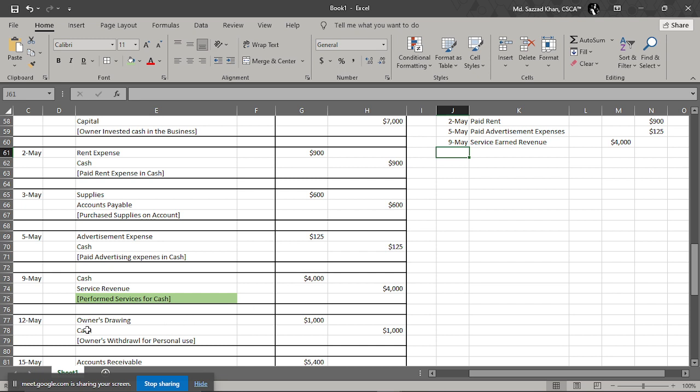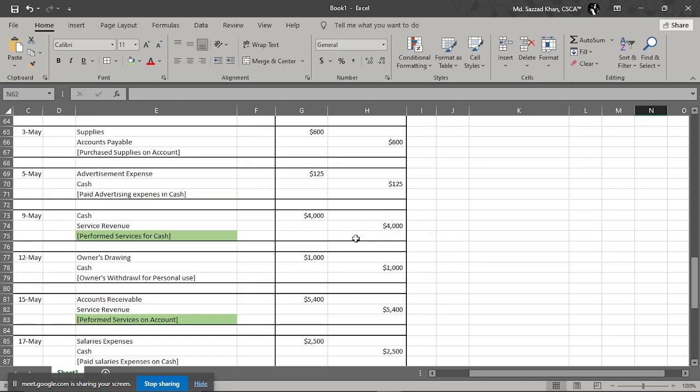In the 12th of May, yes, there is a cash. So what happened? Right? May 12. In the description, what should be the description? Owner's withdrawal for personal use. What happened to the cash? Cash was credited. So we credit here 1,000, right?